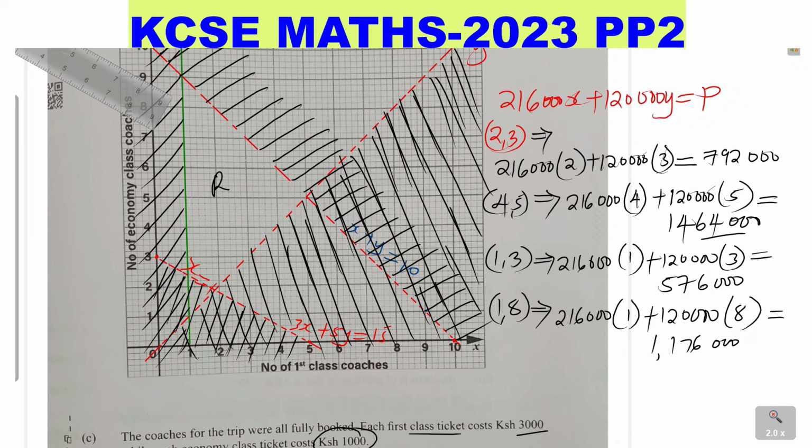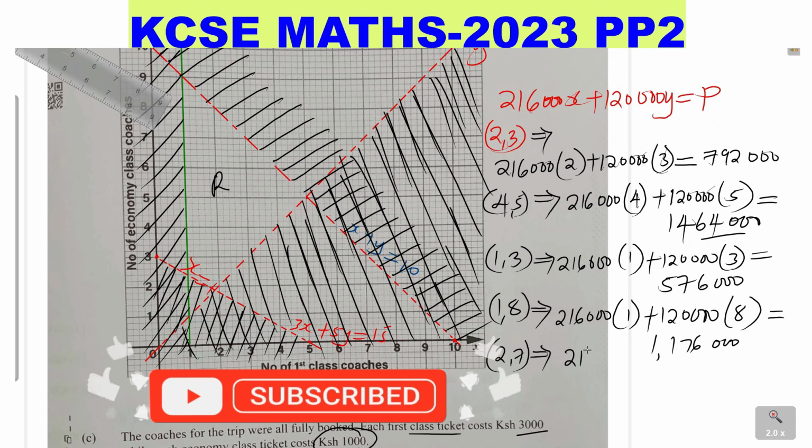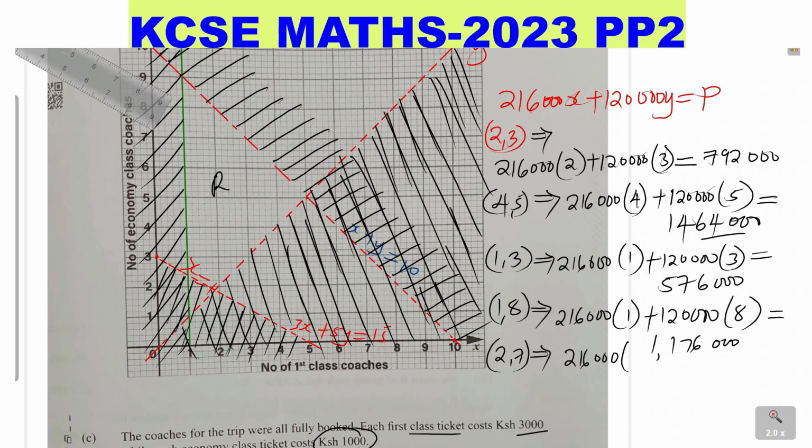We can still pick, let me see, (2, 3). We can still pick along this line here. Along this line here we can pick, let's say, (2, 6). Because we've picked (2, 3), we can pick one on the upper side, or (2, 7). Can pick (2, 7). We're picking one on the lower side, (2, 3). Let's pick (2, 7) and see. So (2, 7), we have 216,000 times 2 plus 120,000 times 7. Let's see the amount here.